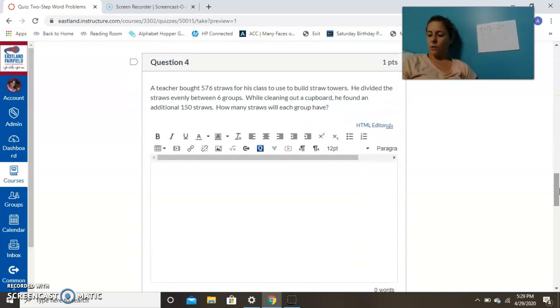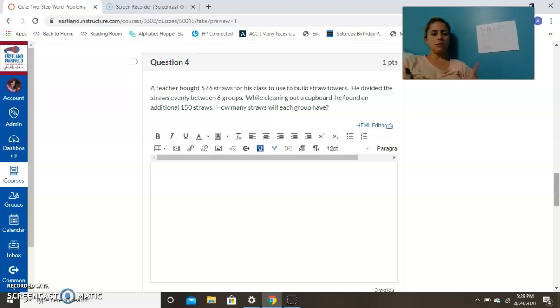All right, question 4. A teacher bought 576 straws for his class to use to build straw towers. He divided the straws evenly between 6 groups. While cleaning out a cupboard, he found an additional 150 straws. How many straws will each group have?